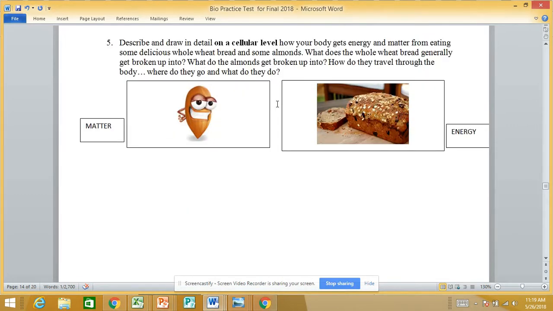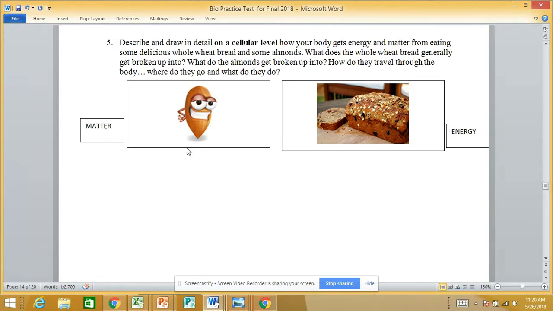Describe and draw in detail on a cellular level how your body gets energy and matter from eating some delicious whole wheat bread. Yum, yum, yum. And what does the whole wheat bread generally get broken up into? And what do the almonds get broken up into? And how do they travel through your body? Where do they go and what do they do? So the almonds are going to give us matter in this case. The bread is going to give us energy in this case.